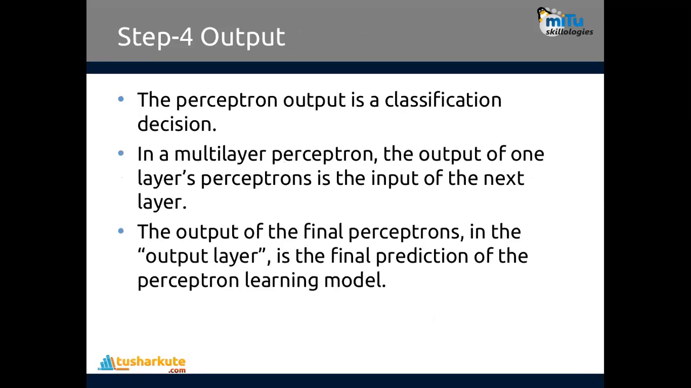The perceptron output is the classification decision. So what exactly have we generated the output from? Binary classification gives two outputs, multi-class gives multiple. In a multi-layer perceptron, the output of one layer's perceptron is the input to the next layer. Again, revise the diagram. The output of the final perceptron is called the output layer, and it's the final prediction of the perceptron learning model. As we have seen in the diagram, this is not part of the hidden layers. It is the layer accessible to the user or the programmer.